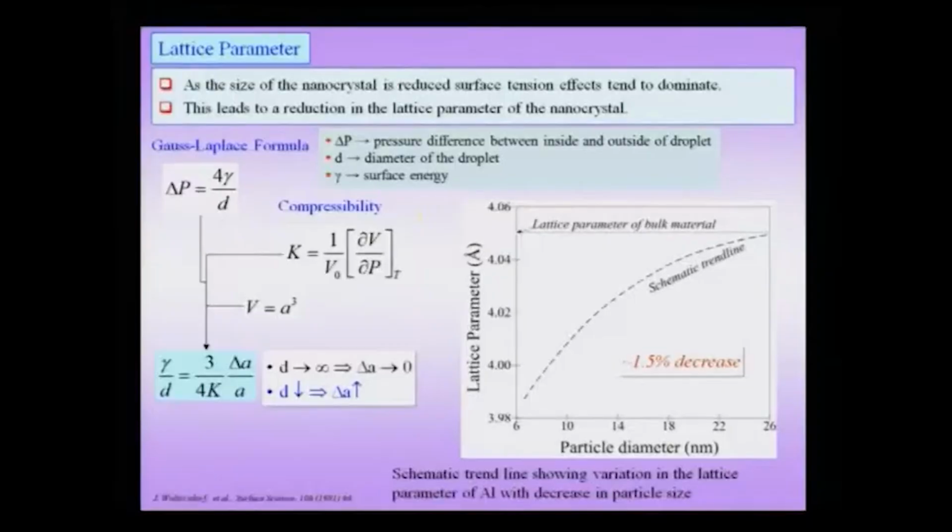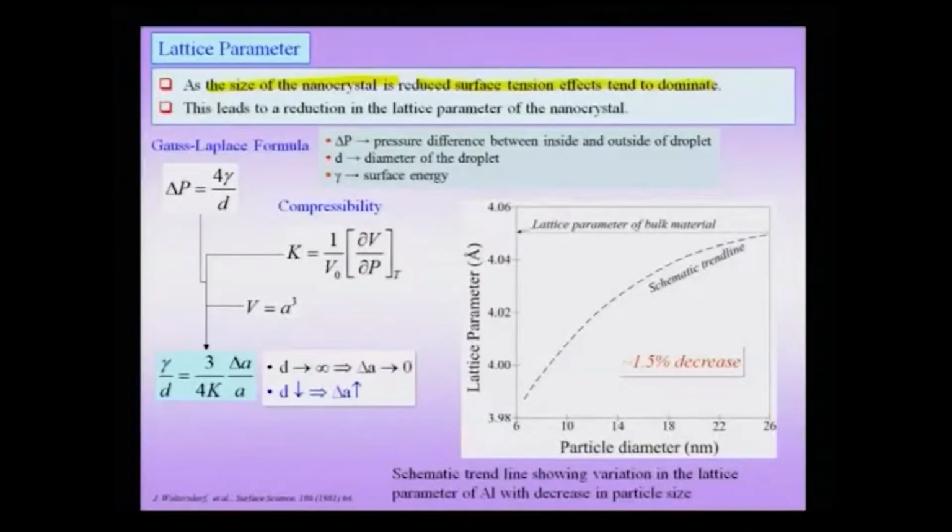It is obvious that as the size of the nanocrystal is reduced, surface tension effects tend to dominate, because now you have more atoms on the surface for a given volume of material. Additionally, you have more unsaturated material. That means, because of increased curvature, as we already pointed out in some of the previous lectures, your surface atoms are less bonded as you go down to smaller and smaller sizes. This implies that surface tension effects tend to dominate in nanocrystals. This surface tension effect can lead to a reduction in the lattice parameter of the crystal.